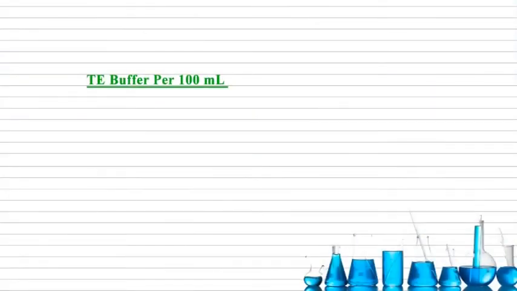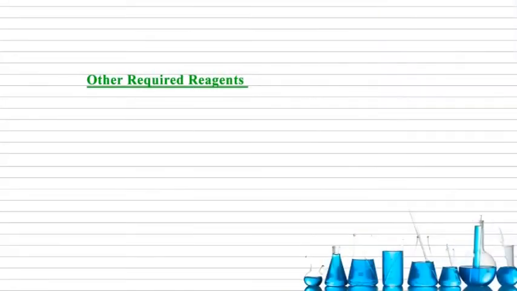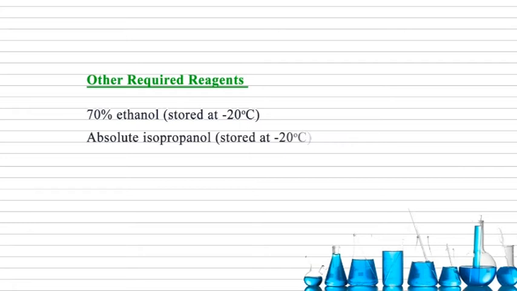Next is the TE buffer. For 400 ml of TE buffer, we require 10 millimolar Tris at pH 8. This can be made by using 1 ml of 1 molar stock solution. Next is 1 millimolar EDTA, which can be made by using 50 microliter of 0.5 molar stock. Next are the other required reagents. It includes 70% ethanol, which is commonly stored at minus 20 degrees Celsius, absolute isopropanol, which is also commonly stored at minus 20 degrees Celsius.